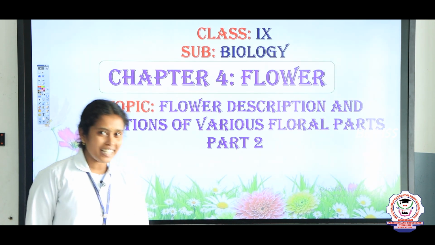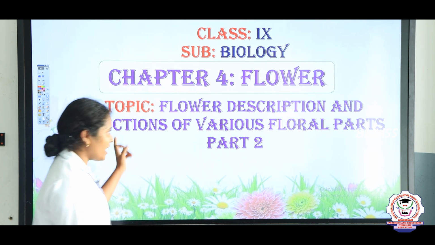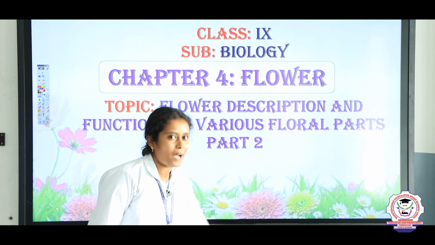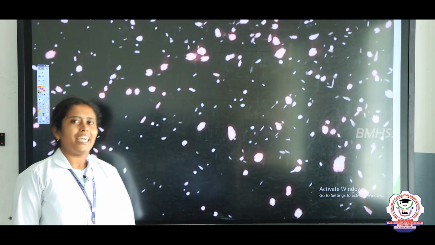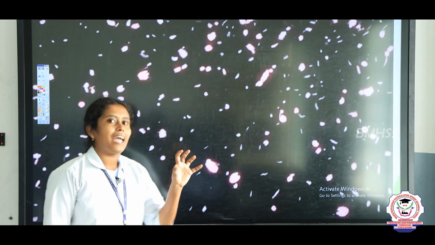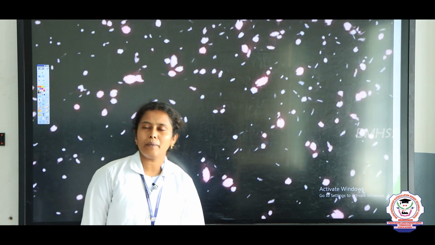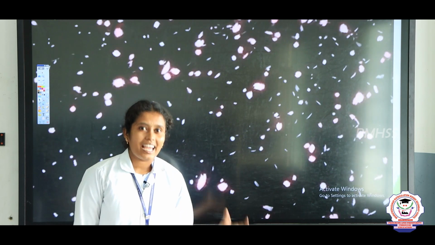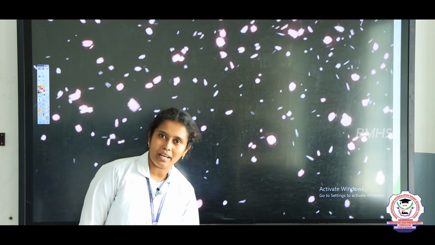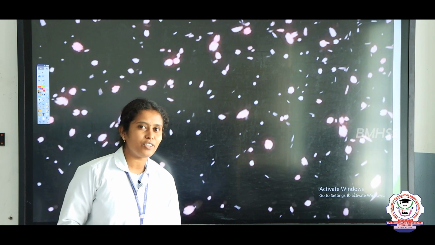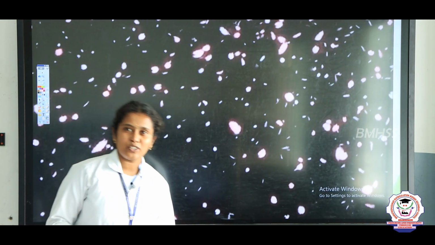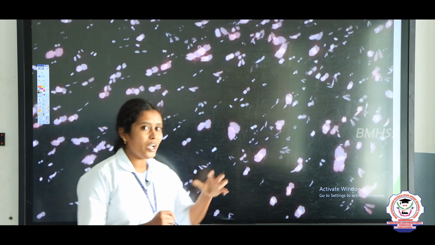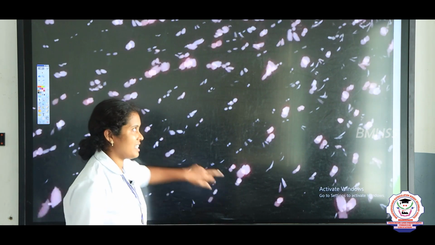Today we are going to see about the description and functions of various floral parts. Class 9th, Chapter 4, Flower. Children, in the previous session we saw the flower and what the parts of the flower are. What is meant by flower? The modified and condensed shoot is termed as flower. And what are the parts of the flower? Calyx, corolla, androecium and gynoecium. In this session we are going to see about their functions.